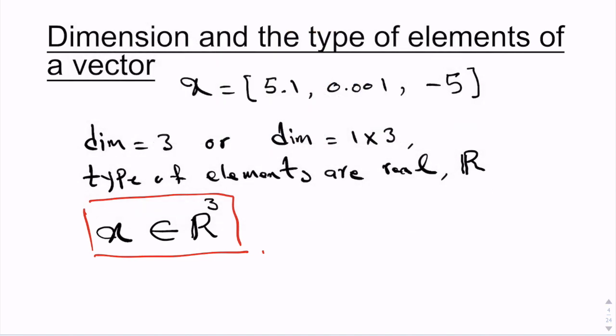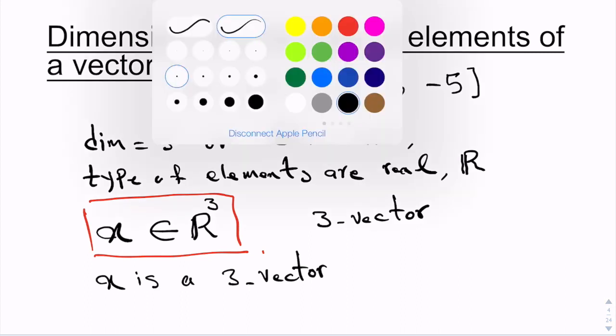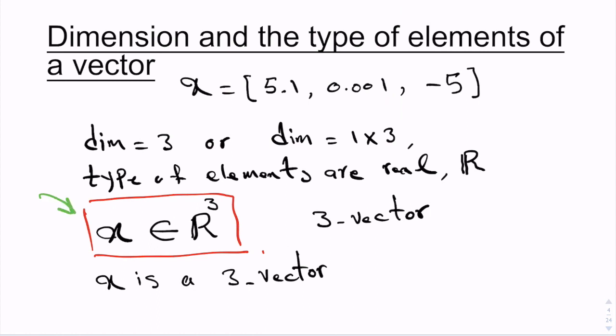Okay. There is also another notation. We can say this is a 3-dash vector. The number of elements, dash, vector. So we can say x is a 3-dash vector. That means this is 3-dimensional. But throughout this course, we use this notation.